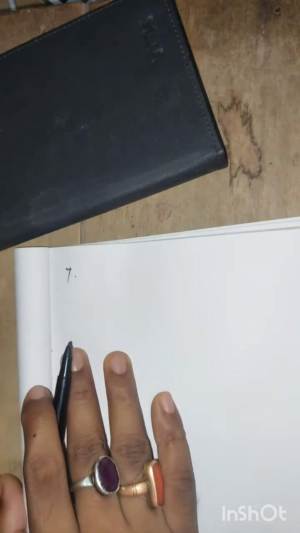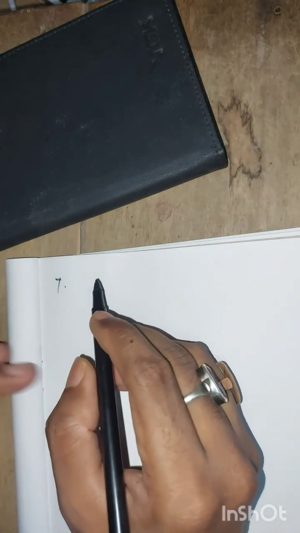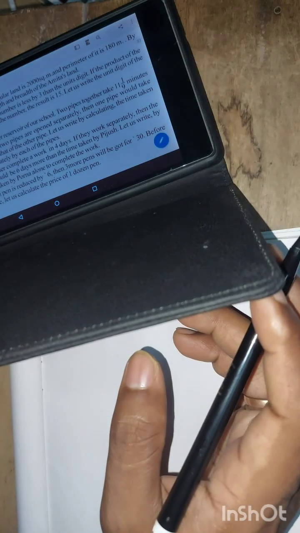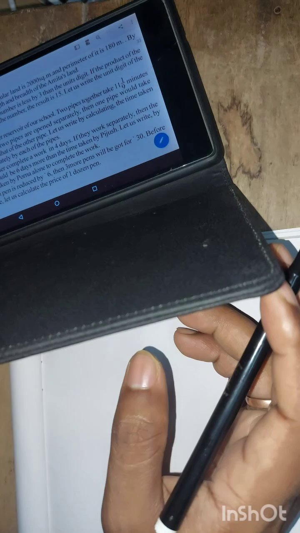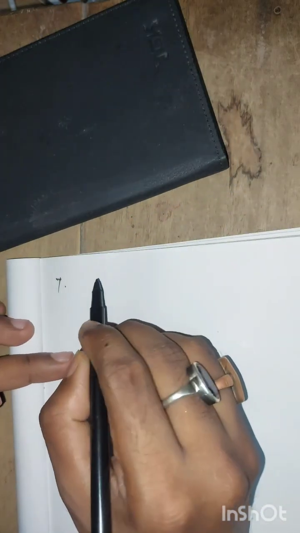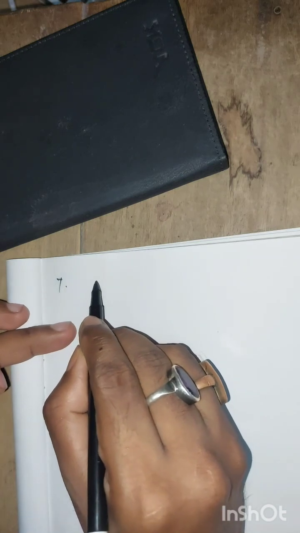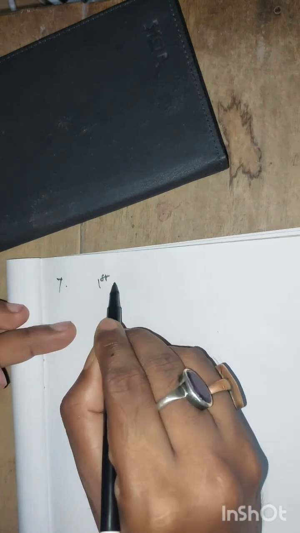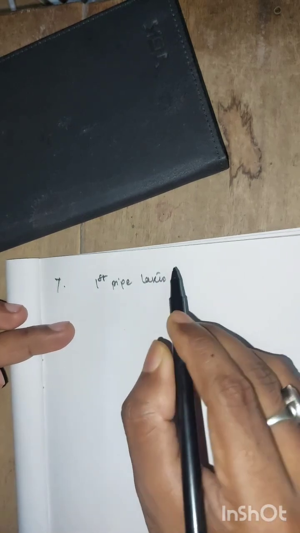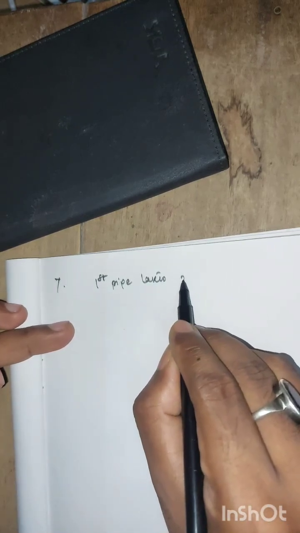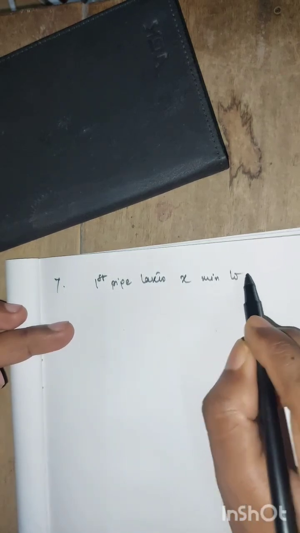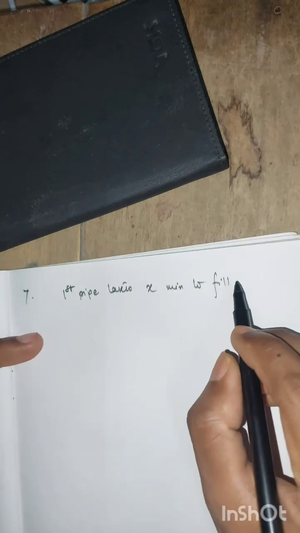Let us assume first pipe takes x minutes to fill it.